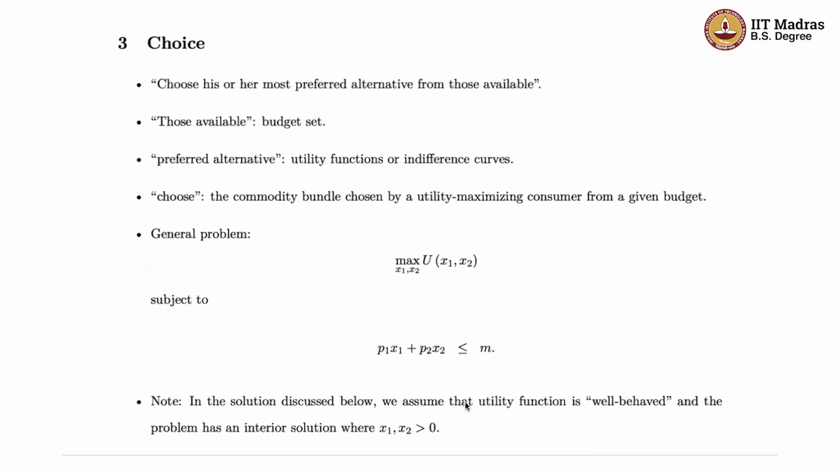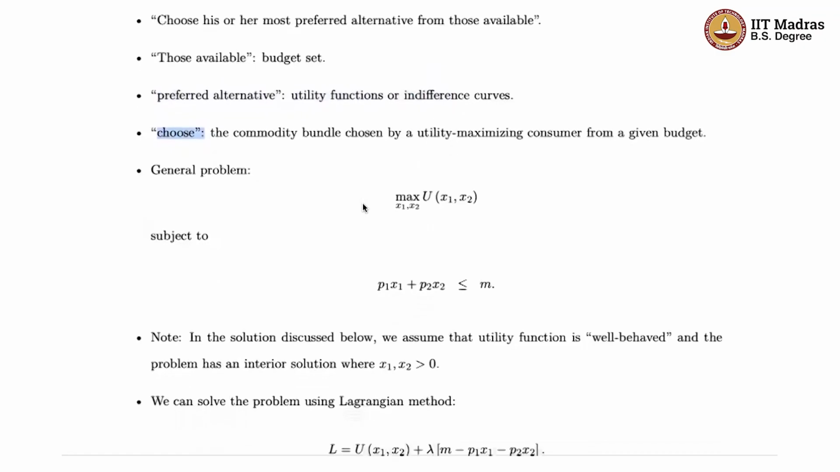Okay, so now we put these different things together and we start talking about choice, right? Remember, choose his or her most preferred alternative from those available. So we have discussed what is meant by those available. That's the budget set. We have discussed what is meant by preferred alternatives. So those are the utility functions or indifference curves. Now we are going to focus on this choose, right? And this is basically the commodity bundle that's going to be chosen by a utility maximizing consumer from a given budget. So what's the general problem? So this is the general problem. You want to maximize your utility by choosing the amount of commodity one and commodity two that you're consuming, and you are constrained by the budget constraint.